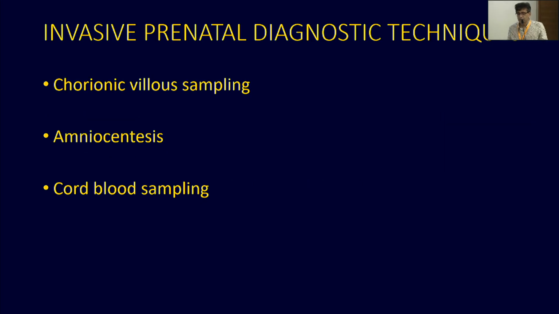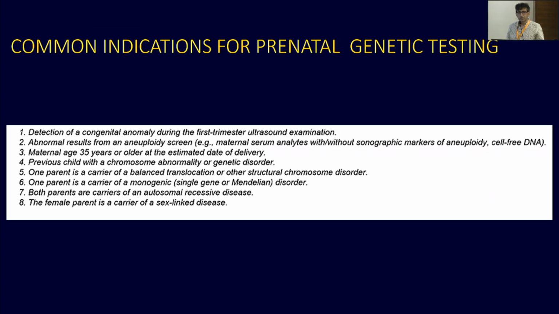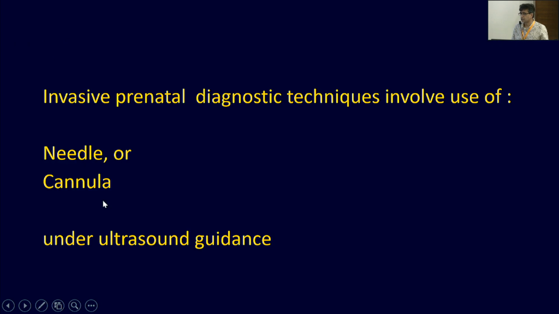Right. So, invasive prenatal diagnostic techniques are by and large chorionic villus sampling, amniocentesis, and cordocentesis. Now, common indications for prenatal genetic testing, as we know, are if a congenital anomaly is detected during the first trimester ultrasound examination, or abnormal results from aneuploidy screening, maternal age, or a previous child with a chromosomal or genetic defect, or a parent is a carrier of a balanced translocation or a monogenic disorder, or both parents being autosomal recessive carriers. So all these are various indications for prenatal genetic testing.